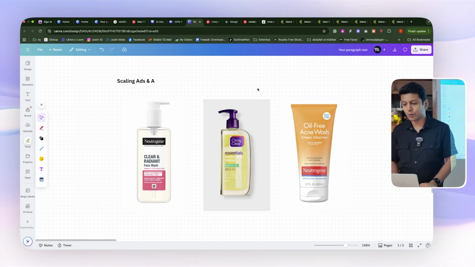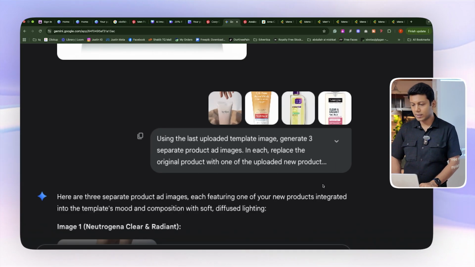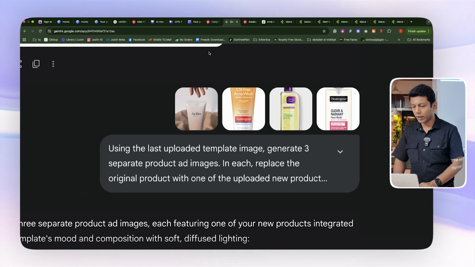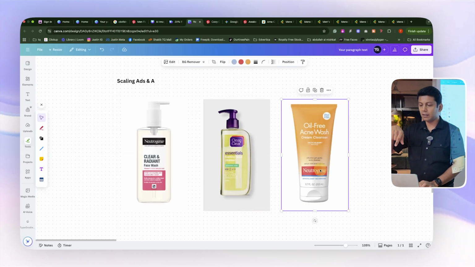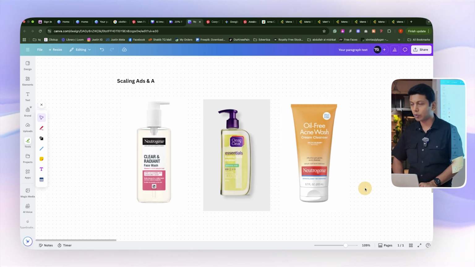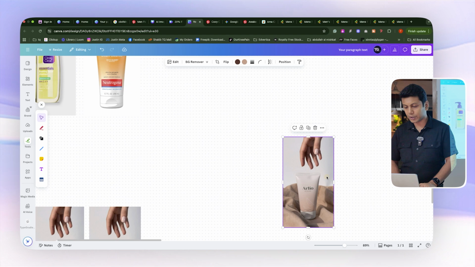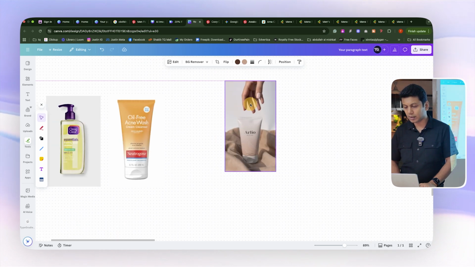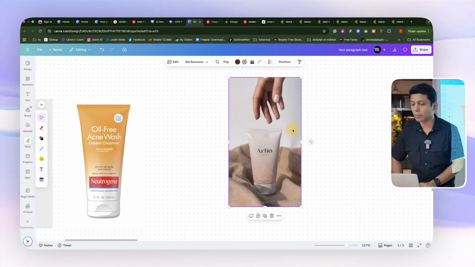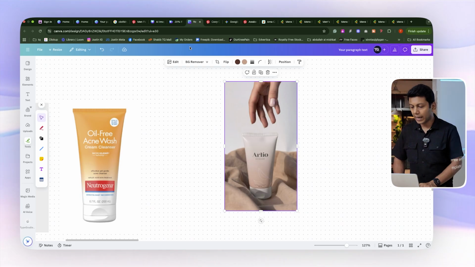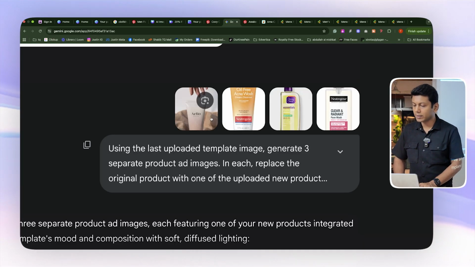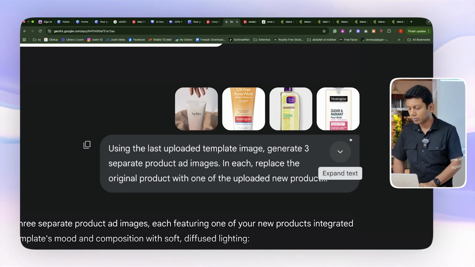So let's head back to Gemini again. What I did was, I uploaded all the products here, the 3 products that I had. Let me show you. So these are the 3 products. Hypothetically, we're going to sell those online, and we need to create ad creative. And this is the reference image that we liked, and we have taken this from Pinterest. So on Gemini, I have uploaded all the 3 product images and the reference image.